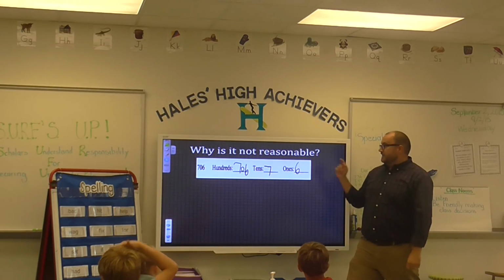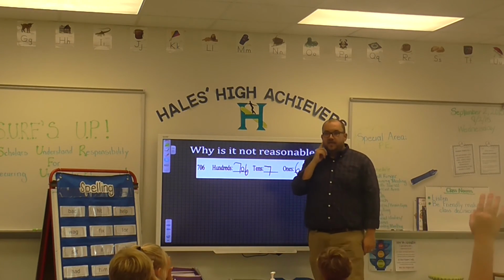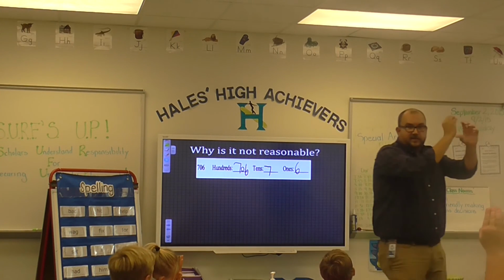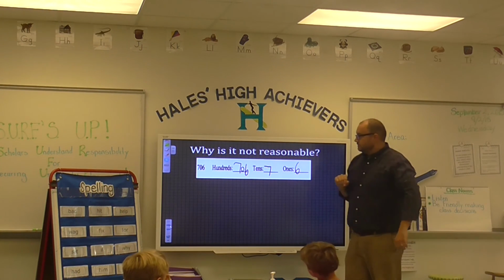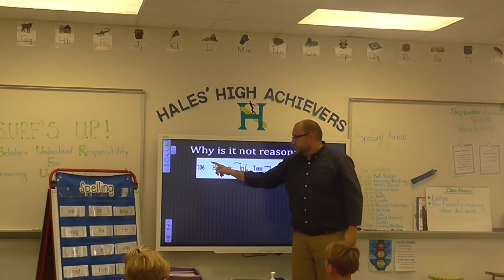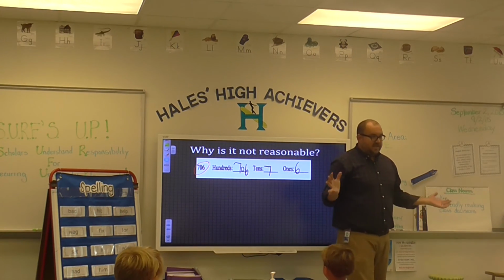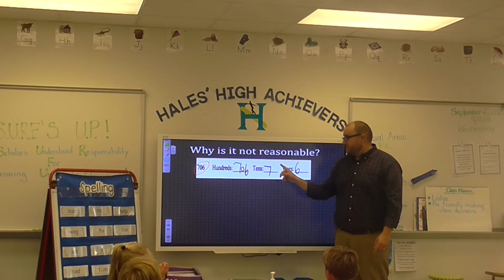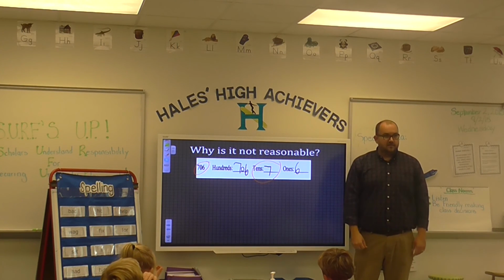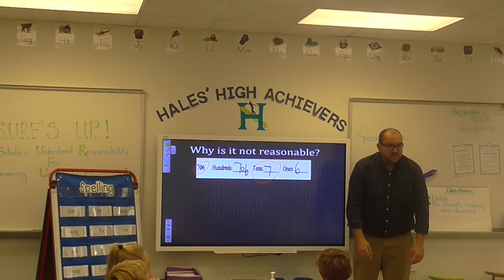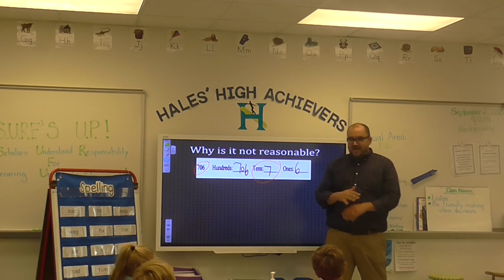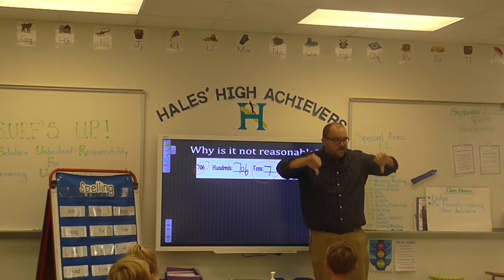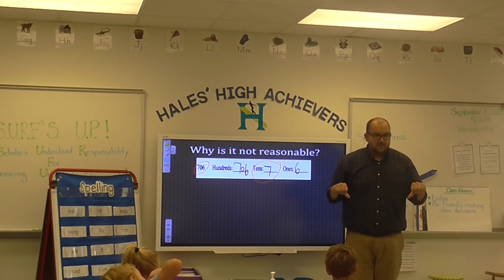So why is this not reasonable? And I want to put a spotlight on Jacqueline because I overheard Jacqueline talking to her partners. What did you say to your partners? Why is it not reasonable, Jacqueline? It has no tens. Look at the number. It has no tens. There's 0 tens. And what did this person put here? A 7. 7 tens. So is that reasonable? No. Is that right? No. So that makes the whole thing not reasonable.